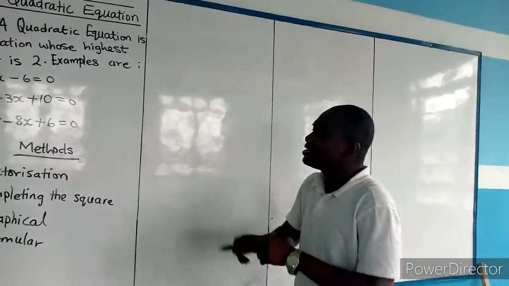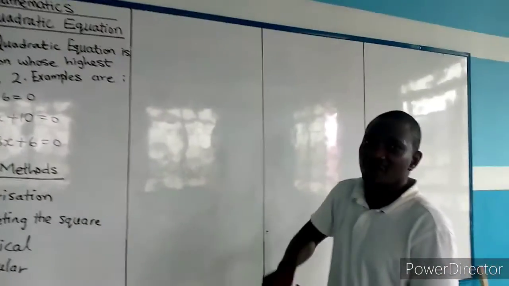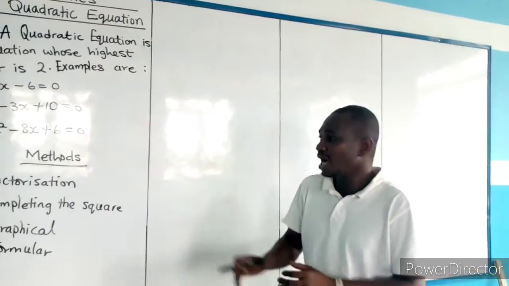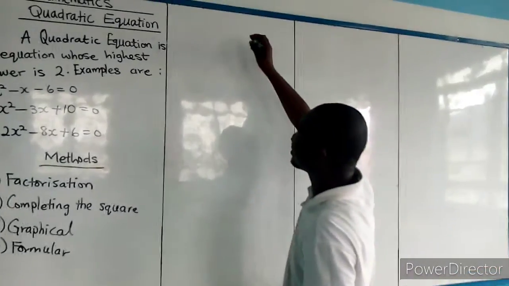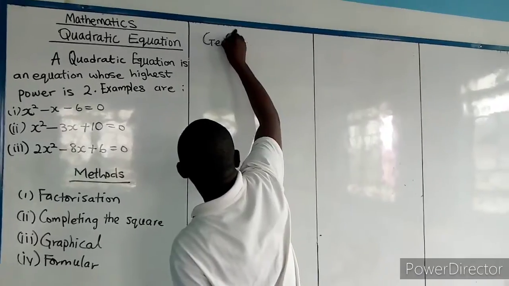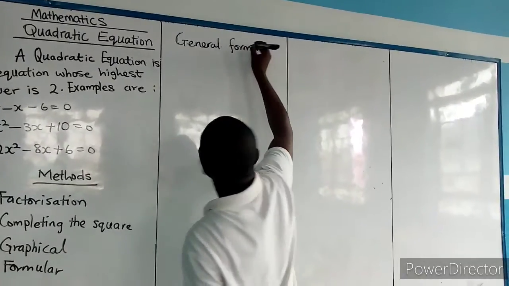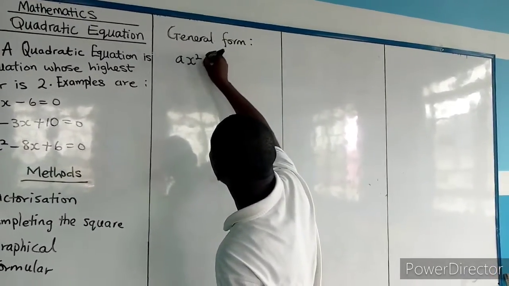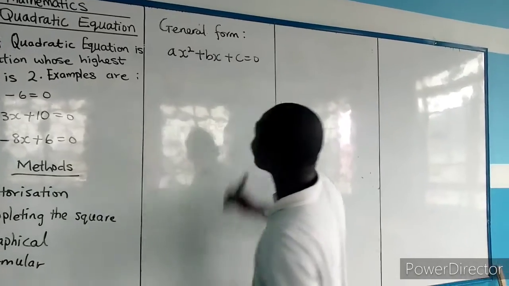Now, I would like to quickly derive that formula for us, because in Nigeria here, that formula is called the almighty formula. I want to quickly derive that formula. And how do I do that? By writing first the general form of a quadratic equation, which is ax squared plus bx plus c equals 0.